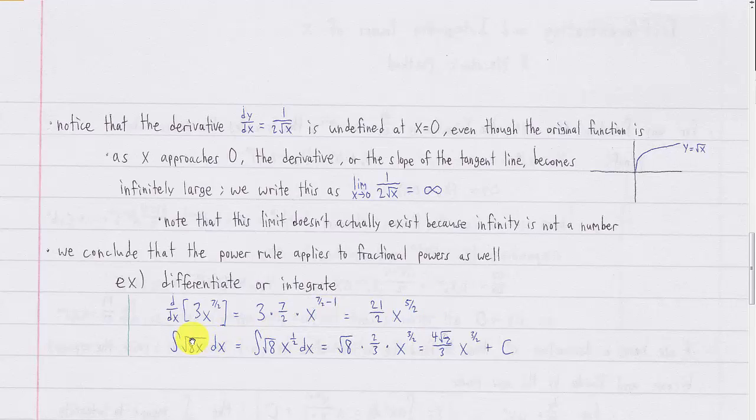So then let's integrate square root of 8x. So first we can split this expression up into square root of 8 times square root of x, and square root of x is x to the 1/2 power. So we can ignore the constant for now. And then we add 1 to the power, so it becomes 3/2, and then divide by the new power. So we divide by 3/2, which is the same thing as multiplying by 2/3. And then don't forget to add c at the end.